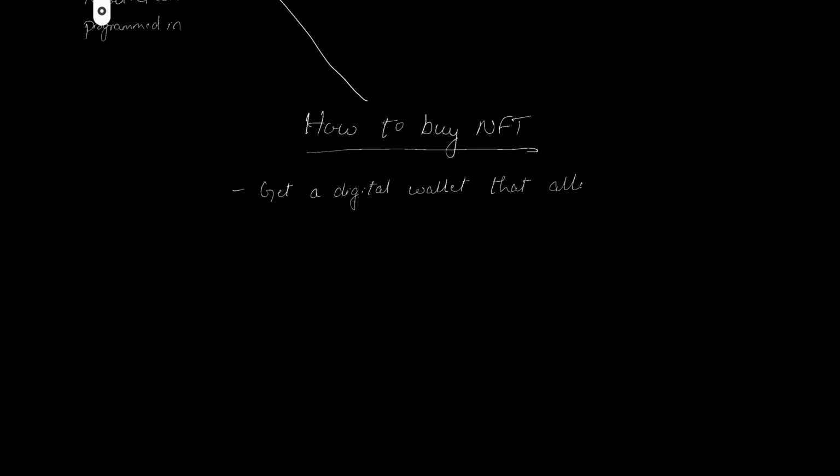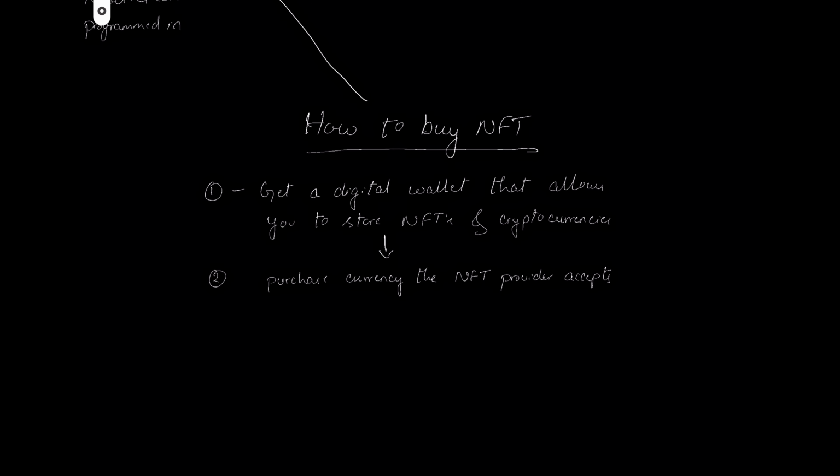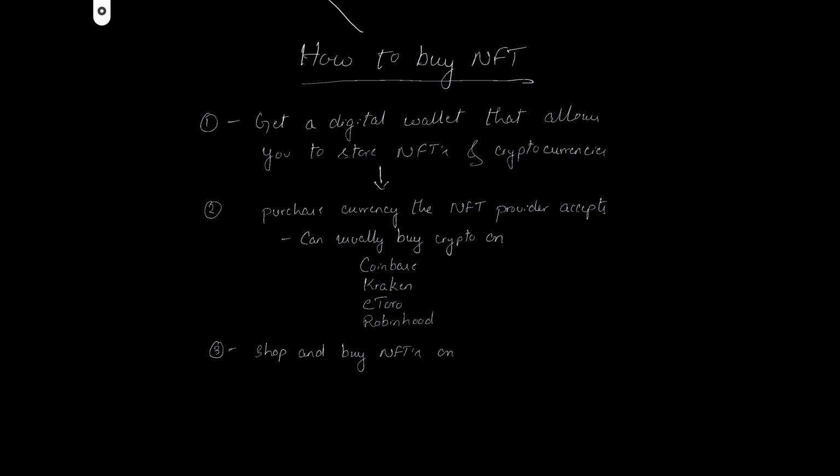So let's say you understand what NFTs are, at least from a very high level, and now you're looking to buy an NFT. So how do you go about buying? Well, first of all, you would need to get a digital wallet that can store NFTs and cryptocurrencies. Next, you need to purchase some cryptocurrencies that the NFT provider accepts. There are various places like Coinbase, Kraken, eToro, and Robinhood where you can buy cryptocurrencies. And then finally, you can go and shop and buy NFTs on various marketplaces like OpenSea.io, Rarible, Foundation, and many other places. But one important thing is to actually do your own research, because many platforms don't require ownership verification for NFT listings.